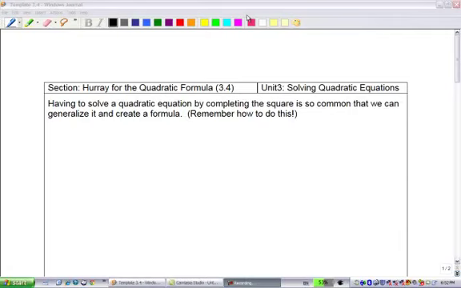Welcome to solving quadratic equations for Pre-Calculus Math 11. Today we're taking a look at the quadratic formula.